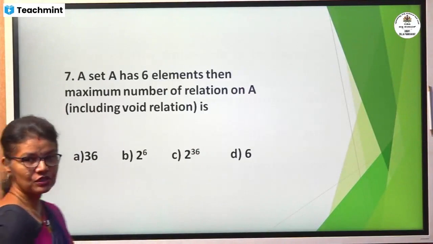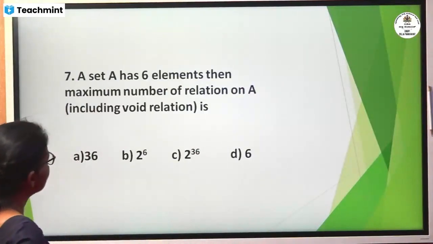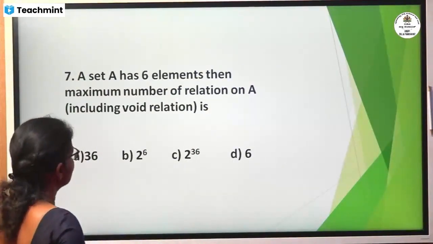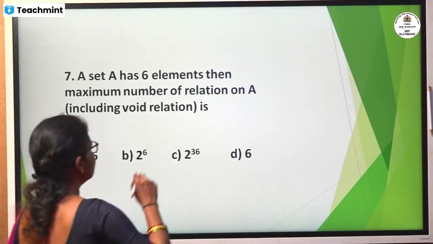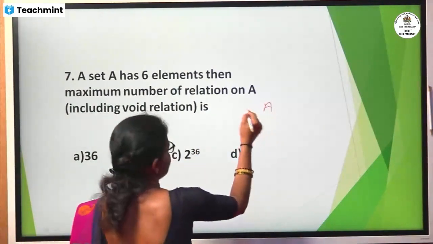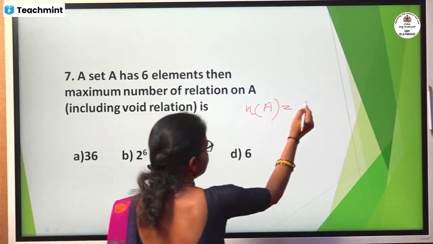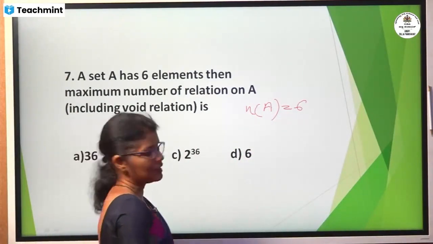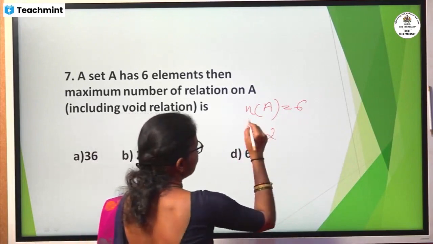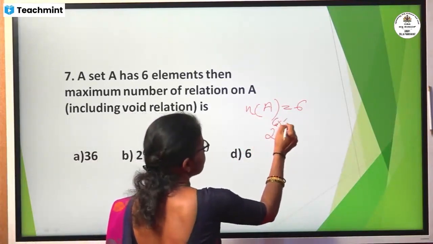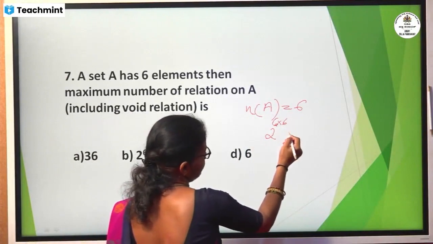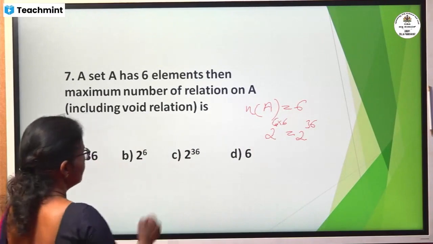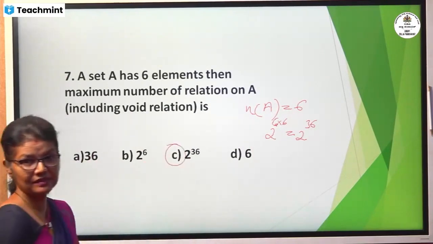Next question. A set A has 6 elements. Then the maximum number of relations on A. A has 6 elements, which means n of A is 6. A relation is a subset of A cross A. So the number of possible relations is 2 to the power 6 cross 6. That is 2 to the power 36. Option C is the answer.